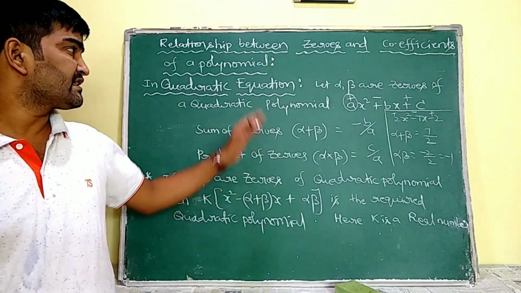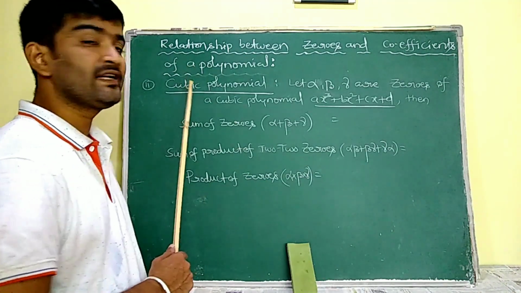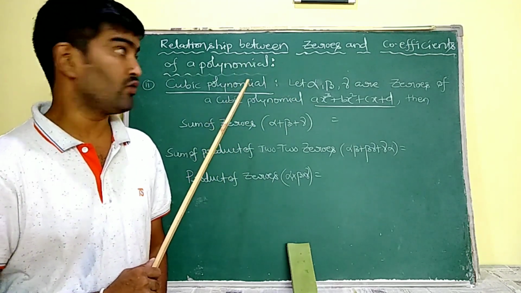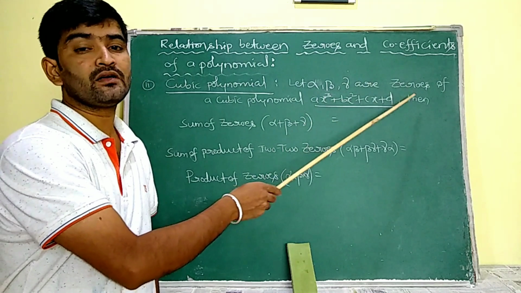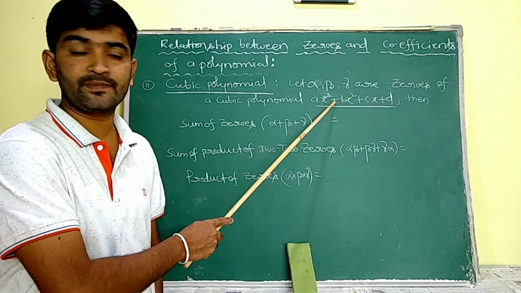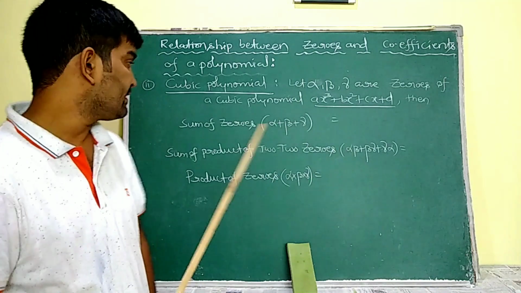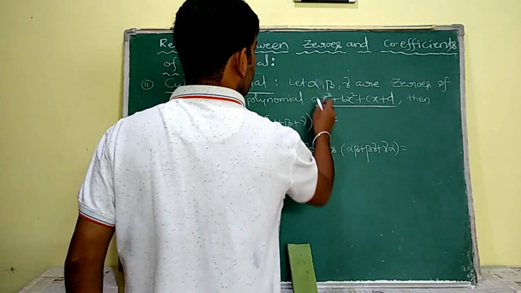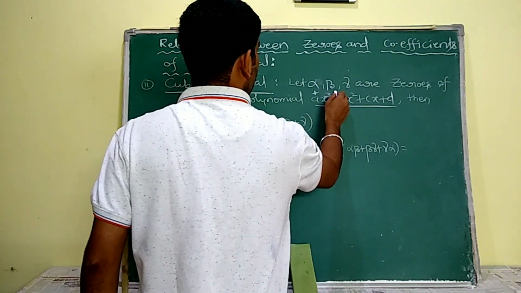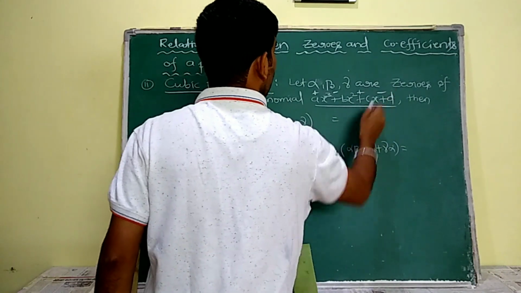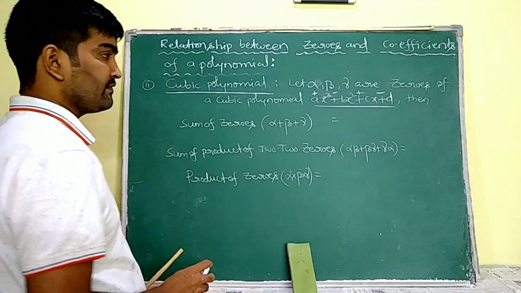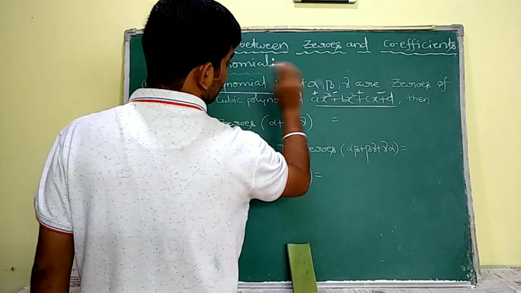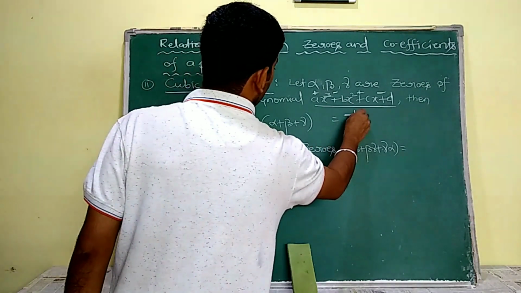Now we discussed a quadratic polynomial. We will discuss the relationship between zeros and coefficients of a cubic polynomial now. Let alpha, beta, gamma be the zeros of a cubic polynomial ax cube plus bx square plus cx plus d. Then sum of zeros alpha plus beta plus gamma is equal to, as we discussed earlier, you have to write the plus minus signs alternately on the terms of the given cubic polynomial. For the sum of zeros, firstly you have to leave the first term. From the second term, minus of this plus b, minus b by a.